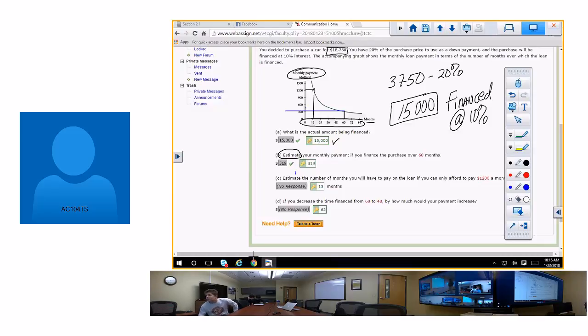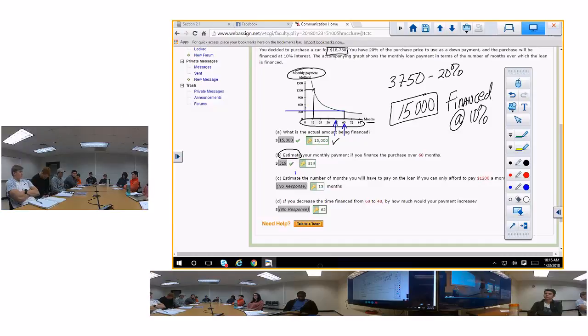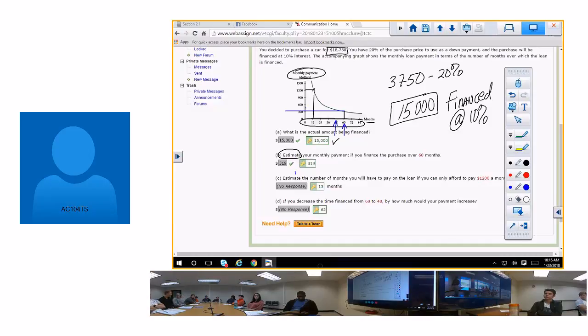If you decrease the time financed from 60, that's right here, to 48, how much would your payment increase? Well, you need to take this right here and go up here and go right there. And there is no way to estimate that other than saying 50 or 60 bucks. I have no idea.